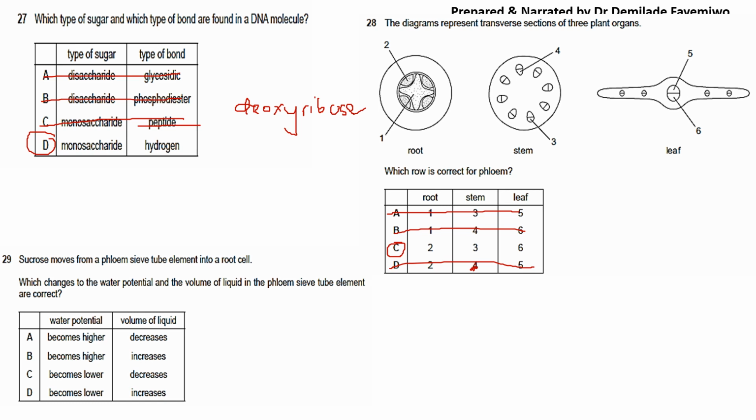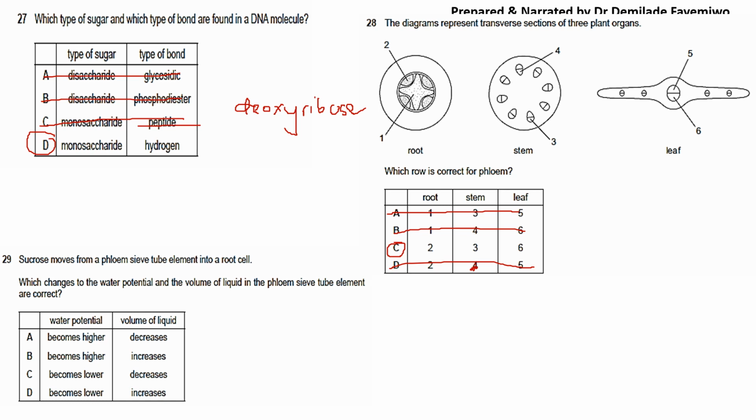Now let's look at number 29. Sucrose moves from a phloem sieve tube element into a root cell, which changes the water potential and the volume of liquid in the phloem sieve tube element. So when sucrose moves into the root cell, you will have less concentration of solutes inside the phloem, which means that the concentration of the water becomes higher because you're removing the sugar.